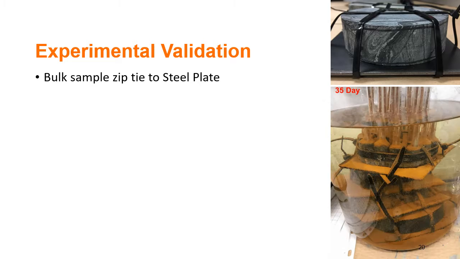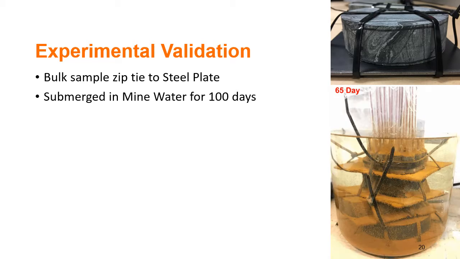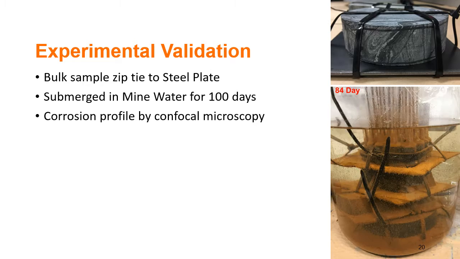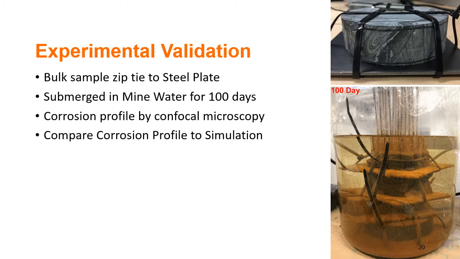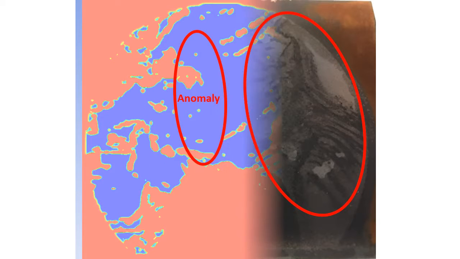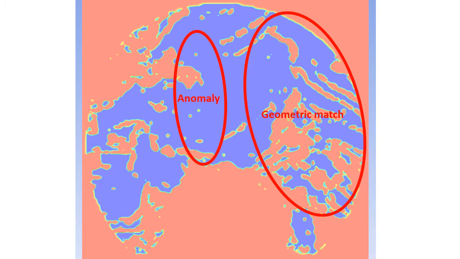Here you see the validation experiment, where bulk samples are zip-tied against a steel plate and submerged in mine water for 100 days. The steel plate is then examined under a confocal microscope. The submersion sample showed a matching corrosion profile with the simulation, except for an anomaly in the center where samples are held so tightly against the steel plate that mine water could not penetrate.